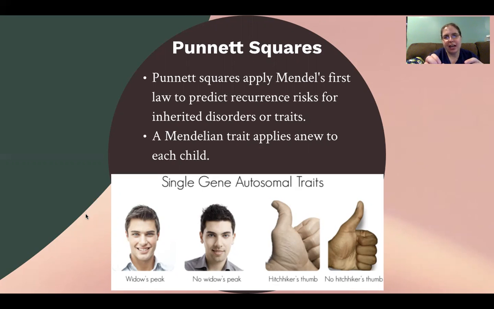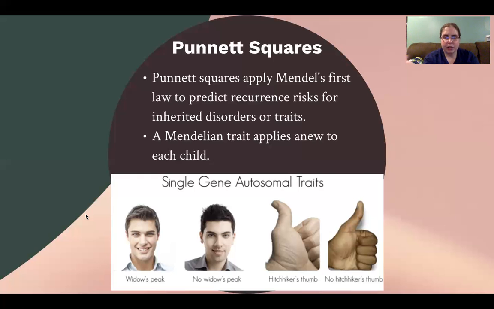So each child that is born has a 25% chance of being homozygous dominant, a 50% chance of being heterozygous, and a 25% chance of being homozygous recessive. So we're looking at that entire Punnett square, not the little mini squares in it. We're looking at the entire Punnett square and applying that to each child individually.